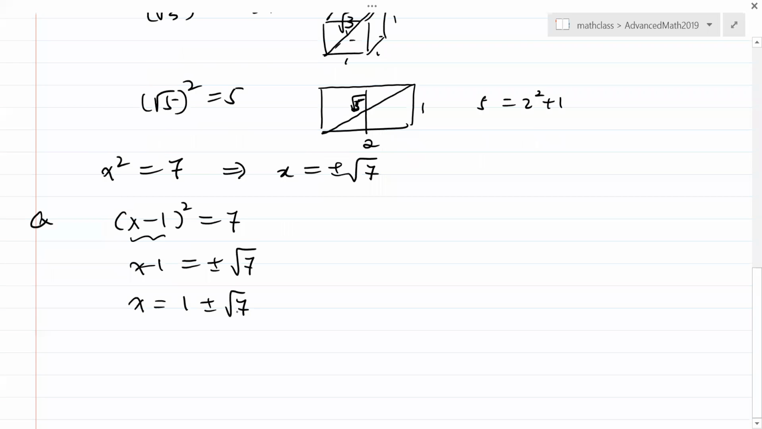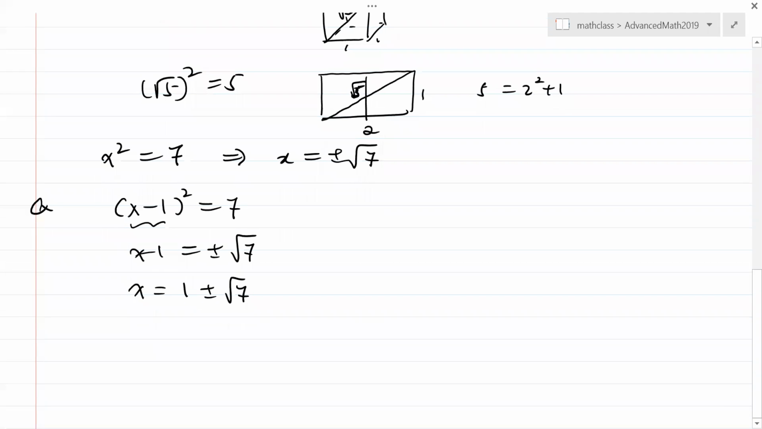One solution is x = 1 + √7. Another solution is x = 1 − √7. So there are 2 solutions. Now, if I did not give you the form (x − 1)² = 7, how do you solve the problem?